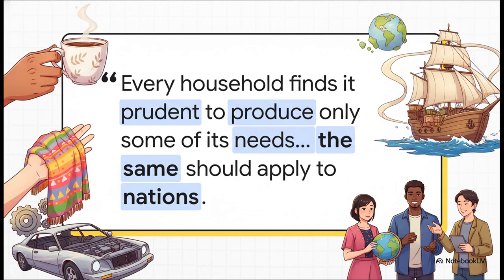He said, look, just think of a country like a single family, right? Your family doesn't try to grow its own coffee and weave its own fabric for clothes and assemble its own car. No way. You do the job you're good at, you earn money, and then you buy the other stuff you need. Smith argued that nations should do the exact same thing.